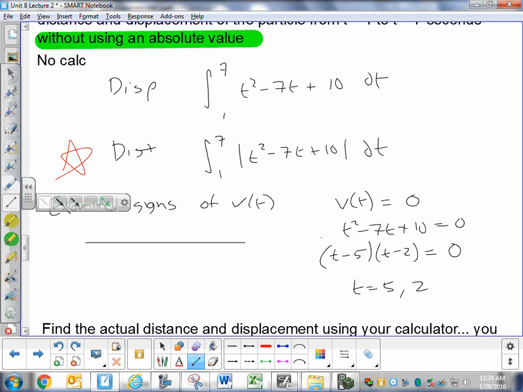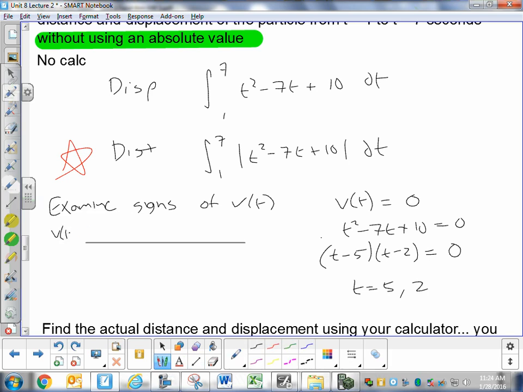Simple factoring of my velocity function shows me that my velocity is equal to 0 at 2 and 5. Going from there, we can examine the signs of my velocity using the factored form of t minus 5 times t minus 2, saying my velocity is going to be positive when t is greater than 5, negative between 2 and 5, and positive to the left of 2. Questions?